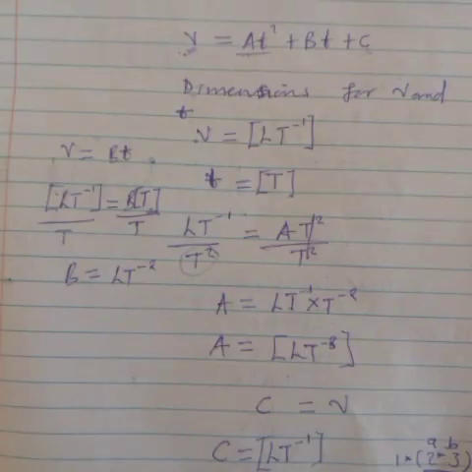Then for c, you do likewise by just relating to say c has to be equal to v. So c in this case has to be equal to the dimensions for v, which is velocity. Then you put it in a form of dimensions, and you're going to find that it is written as L t to the power negative 1.